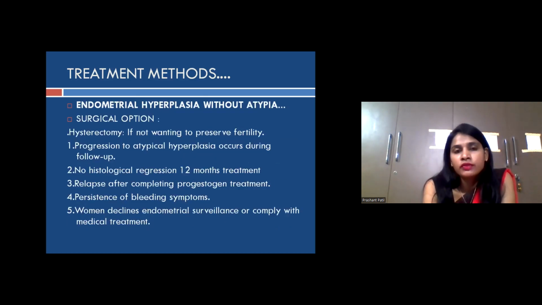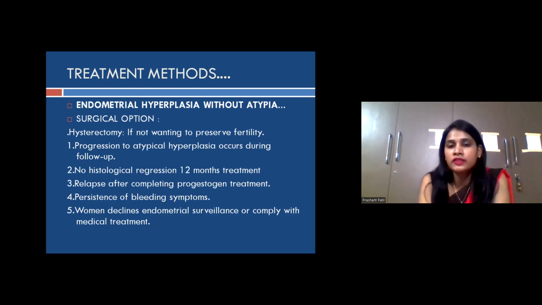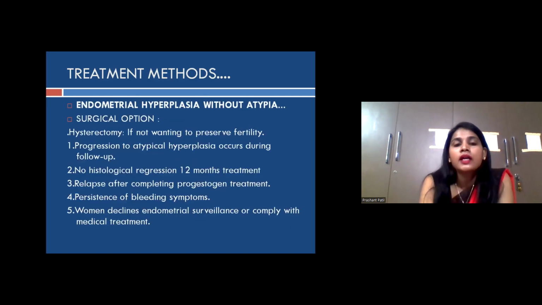Now, this was about the conservative management. If at all there is a surgical option, what are the surgical options? When do we have to take up surgery as the treatment modality in endometrial hyperplasia without atypia? If there is a progression to atypical hyperplasia during the follow-up, when we are doing the surveillance, and we find progression when we are doing 6 monthly biopsies, then those are the patients who have to be given the surgical options.